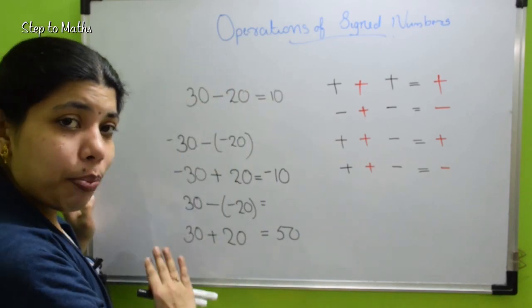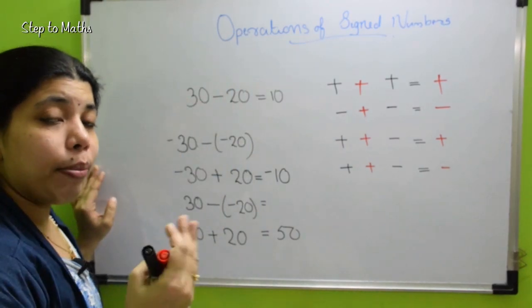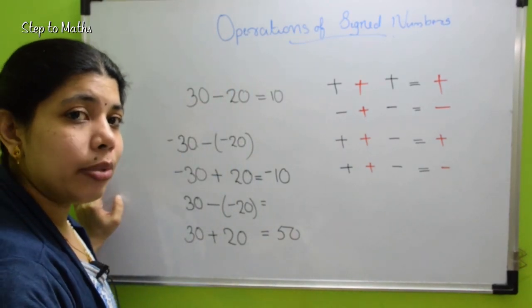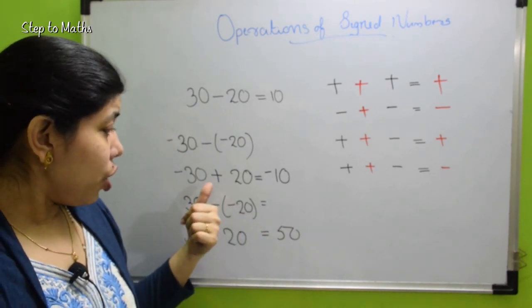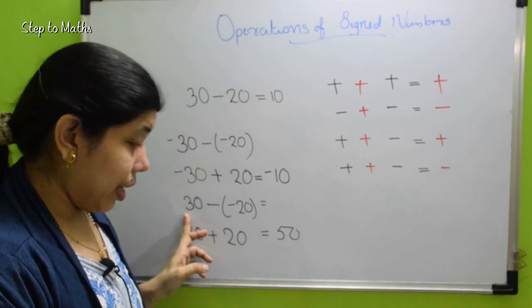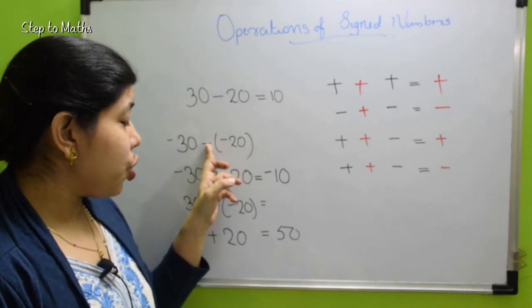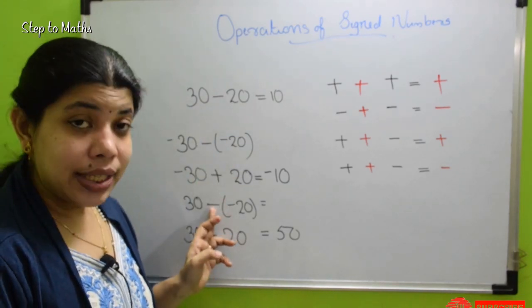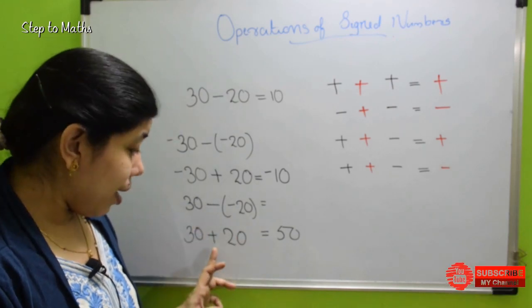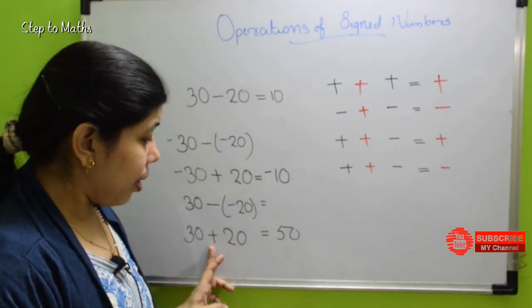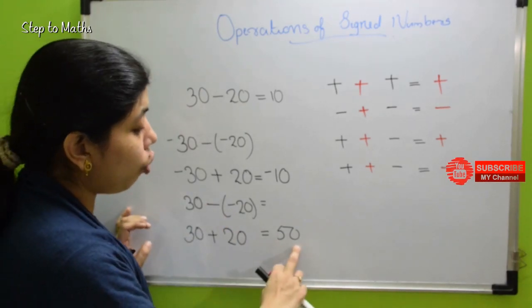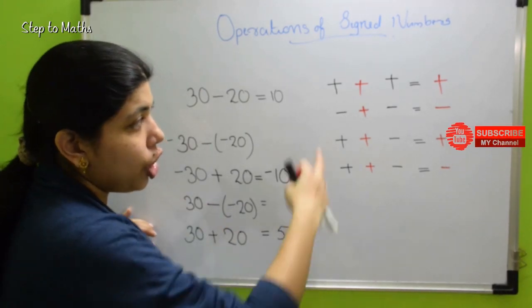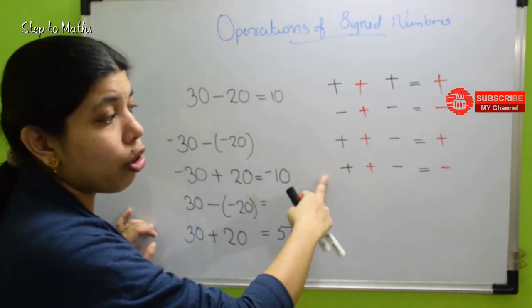In case of subtraction, how can we perform the subtraction of signed numbers? For that, we write the first number itself, and then we change the minus sign or subtraction sign to addition and change the sign of the second number, and then perform the operation following the rules of addition.